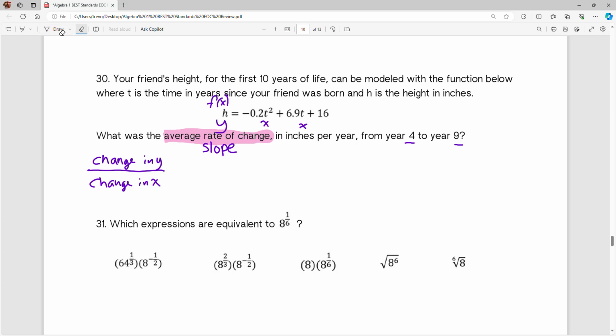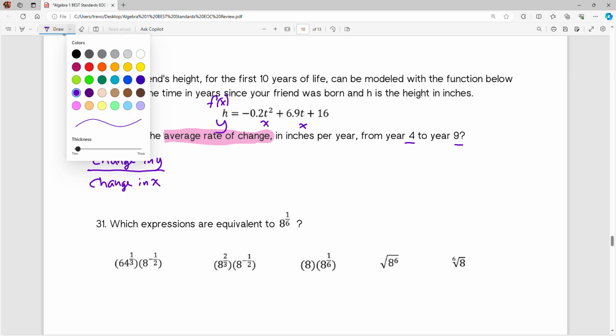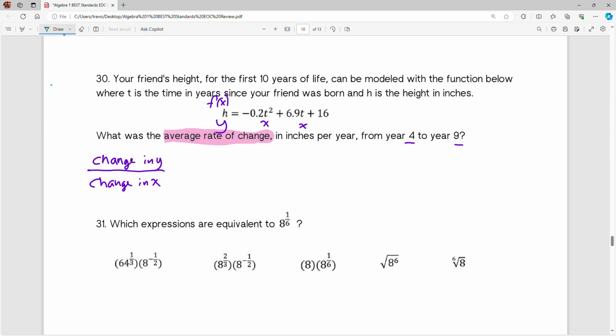So let me erase this. And let's go calming blue, and then maybe I won't think it looks so messy. So change in y. In order to do that, I'm going to plug in a 9 for my t, over a 4 for my t.